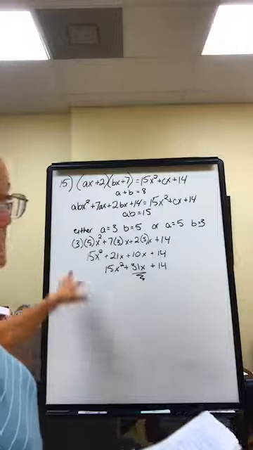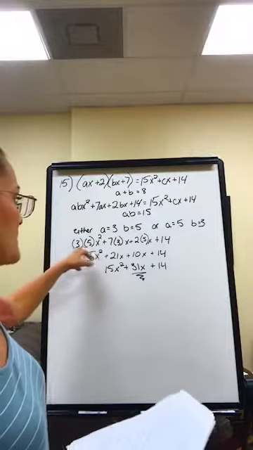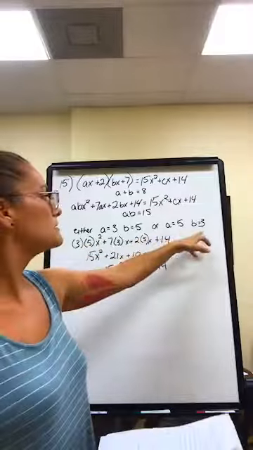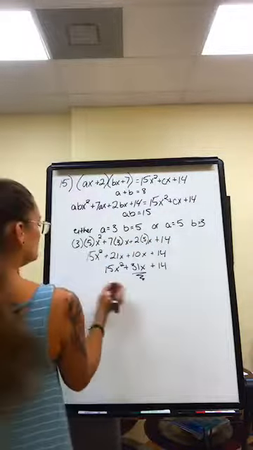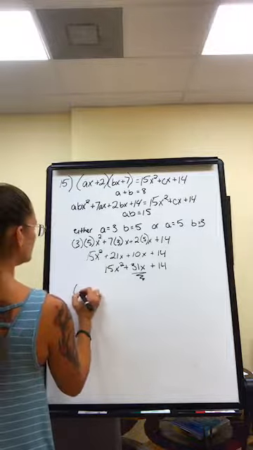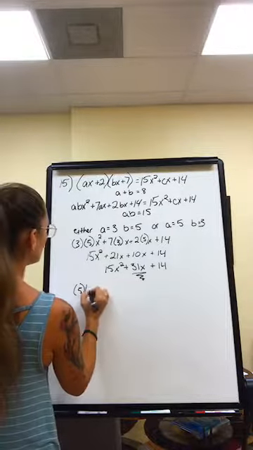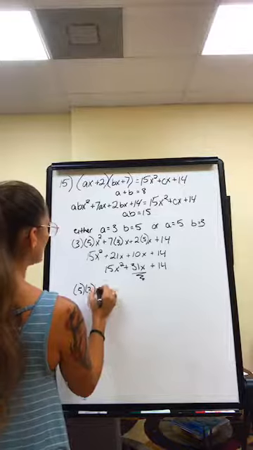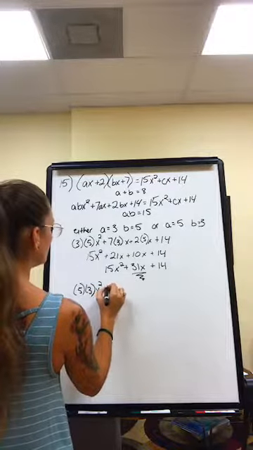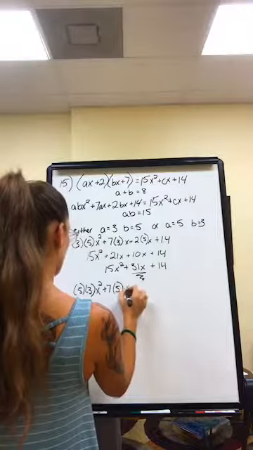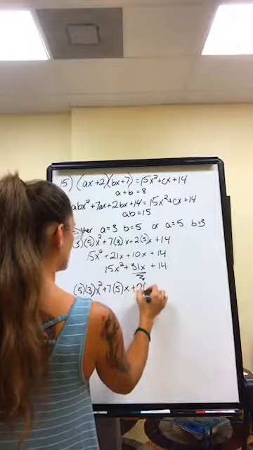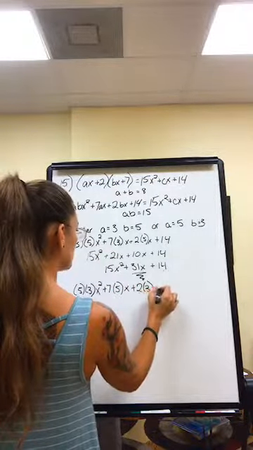All right, so we're going to do this again, but we're going to plug them in the opposite. So we're going to use this scenario where A is 5 and B is 3. Do the same thing. So we're going to have 5 times 3x squared plus 7 times 5x plus 2 times 3x plus 14.